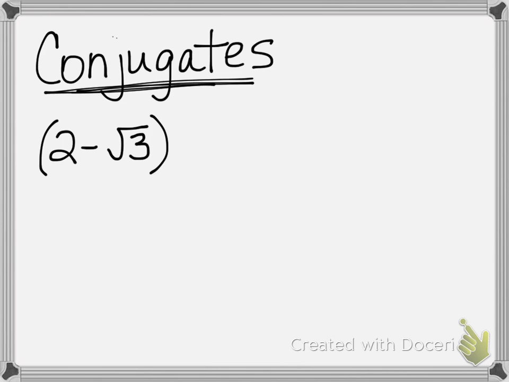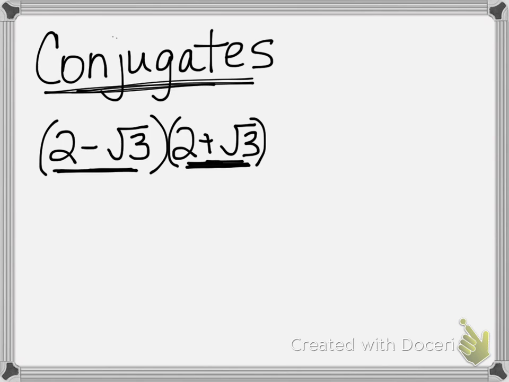Its conjugate would be the same exact thing except a plus sign. It'd have an opposite sign. So watch what happens when we FOIL these. Okay, so I gave you this. The conjugate is always the identical thing except for this different sign in the middle. And we're going to do FOIL.